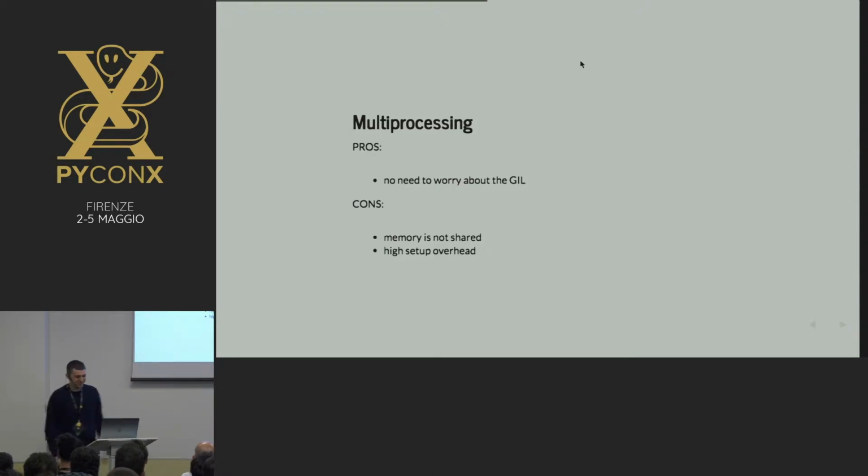I promise. Okay, so memory is not shared. This means that you need to, in some way, copy your memory from one process to another process. So you need to use inter-process communication techniques. Another con could be that you have a high setup overhead when you create a new process. You have to fork it, create it, copy memory.